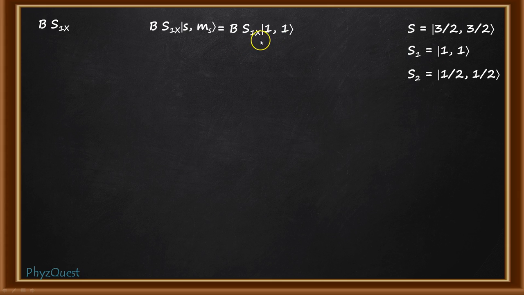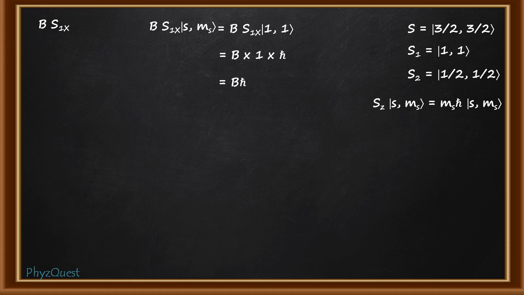Now in order to solve this, we have to use the same expression, that is Sz |s, ms⟩ = ms ħ |s, ms⟩. Though I've already mentioned that the direction is not important, it is actually the same for any of the directions. So for x also we can use the same expression. Ultimately the result will be b into 1 into ħ, because ms is 1 here. So this will be equal to bħ.